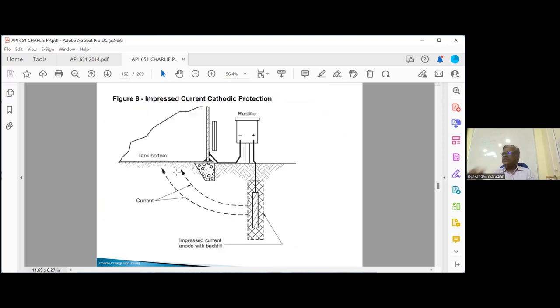So this is how the rectifier arrangement works. With the rectifier, there will be an electron flow from the rectifier to the anode, from the anode to the tank, and there will be a return circuit. All these sketches are in your book. It is from the book only.